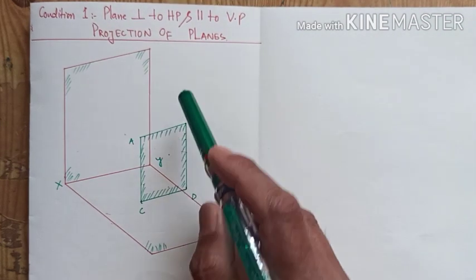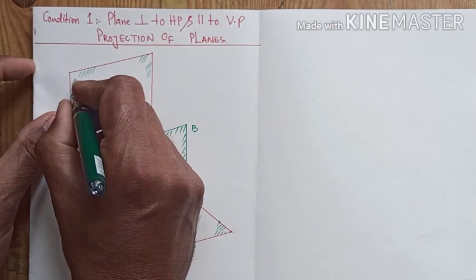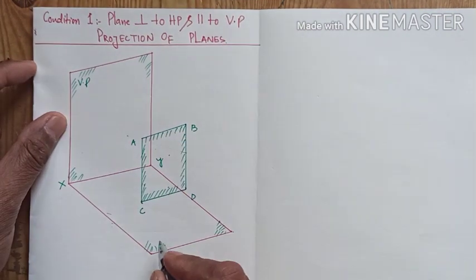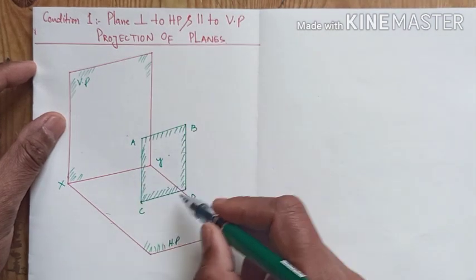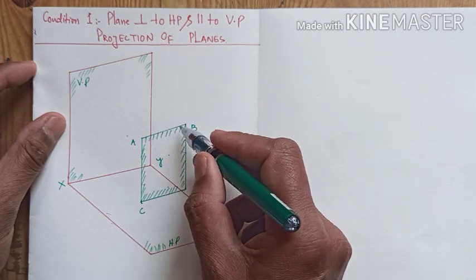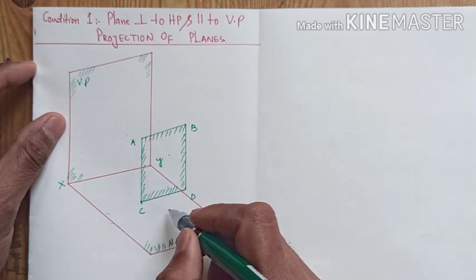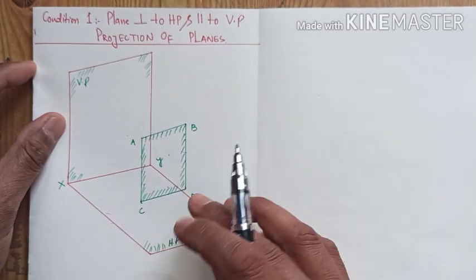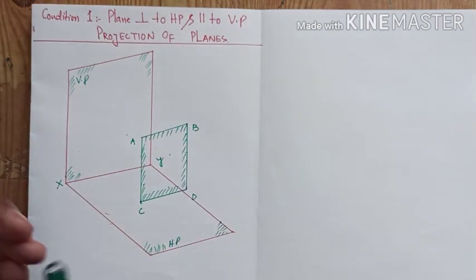So the condition is, as you can clearly see, these are the two principal planes. This is my vertical plane and this is my horizontal plane. And there is one more plane, the plane whose projections we have to draw. This plane is perpendicular to HP and this plane is parallel to VP. So as I said, this is the pictorial diagram.